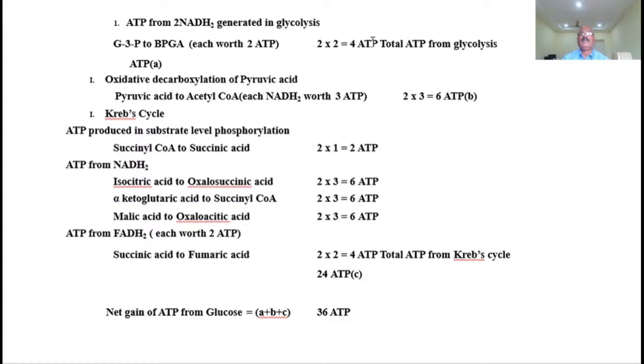By the calculation of all these ATPs, the net gain of ATPs from glucose is 36 ATPs. That means by aerobic respiration, oxidation of 1 glucose molecule, the net gain is 36 ATPs, whereas the total ATPs are 38. So up to here, I have explained important 2 marks questions and 4 marks questions from the respiration lesson from an IPE point of view. Thank you.